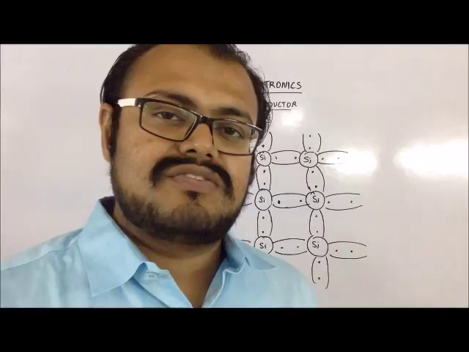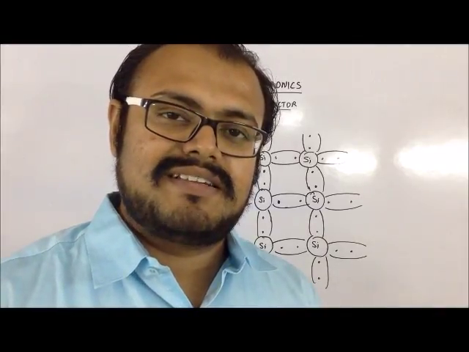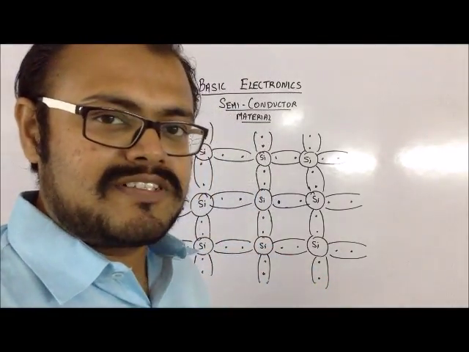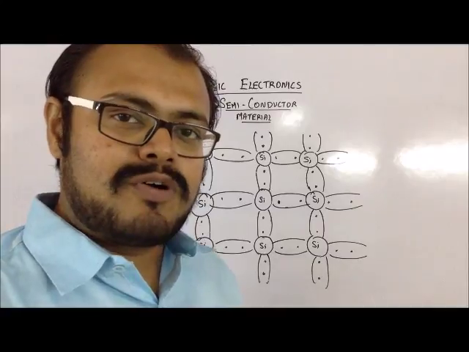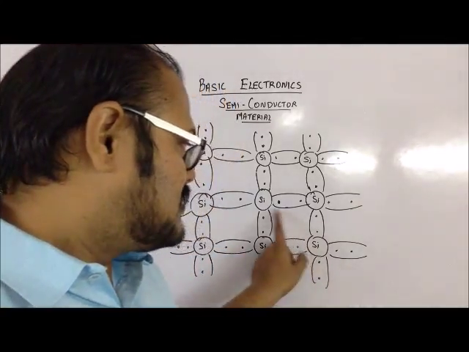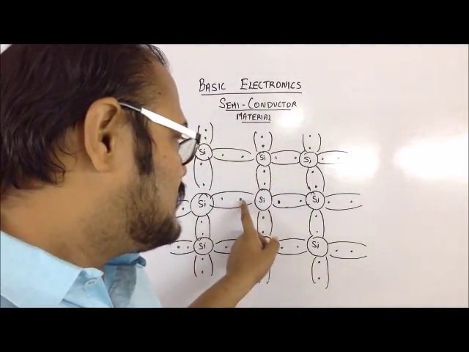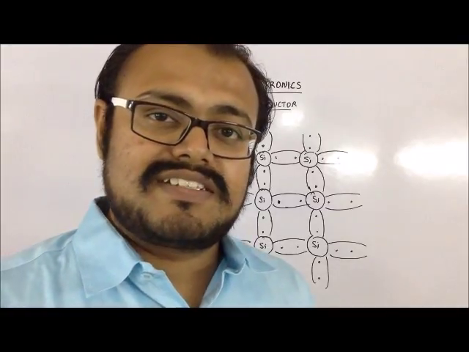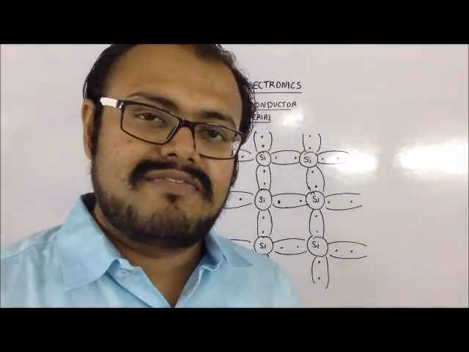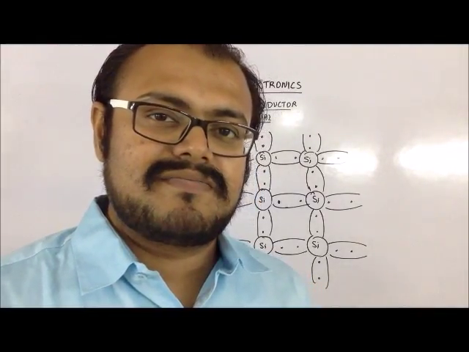Since it has a valency of 4, it generally forms a covalent bond. A covalent bond is nothing but sharing of electrons. Since it is of purest form, it will be forming 4 bonds with its neighboring 4 atoms. Each bond is represented by this particular figure and these dots represent the electrons which are being shared. This particular configuration will be available at very low temperatures, about absolute 0.